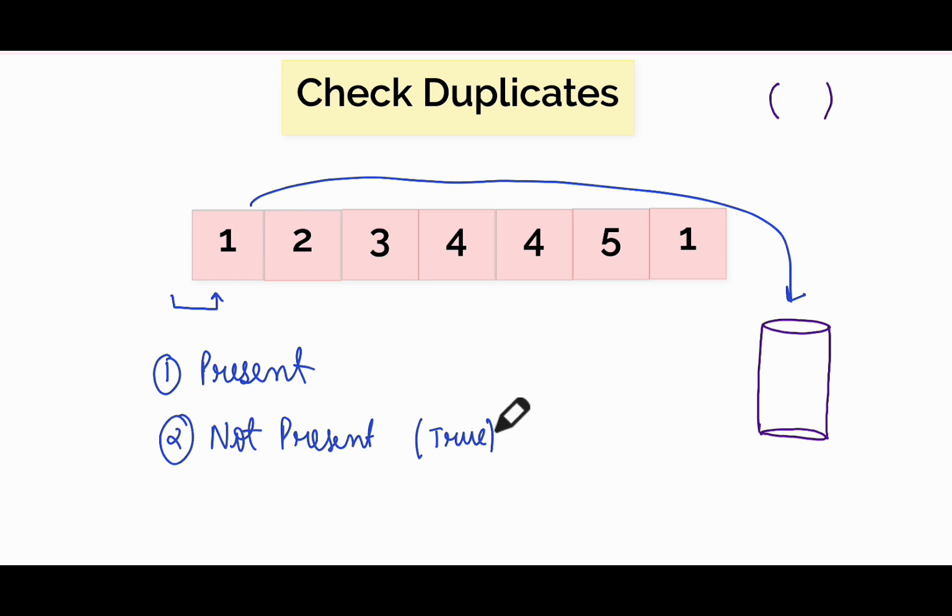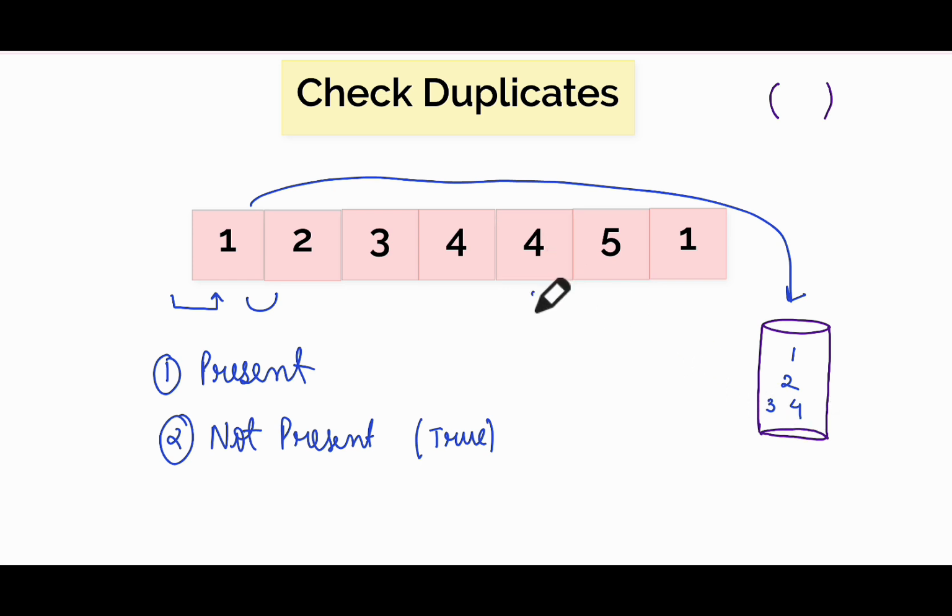So what is the concept? We are going to start iterating from 1, and we will check if 1 is present in this set, yes or no. 1 is not present in this set, so we will add 1 here. Now we will move to 2. Is 2 present? 2 is also not present, so we will add 2 to the set. Now 3 is also not present, so we will add 3. Now 4 is not present, so we will add 4.